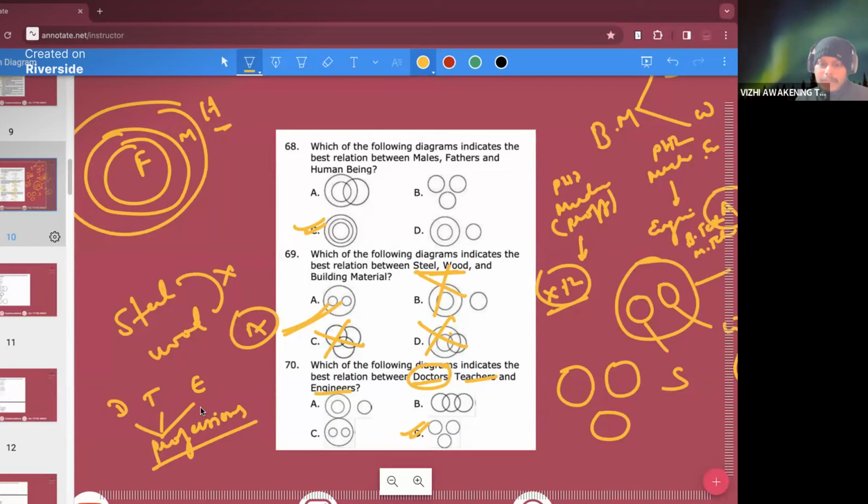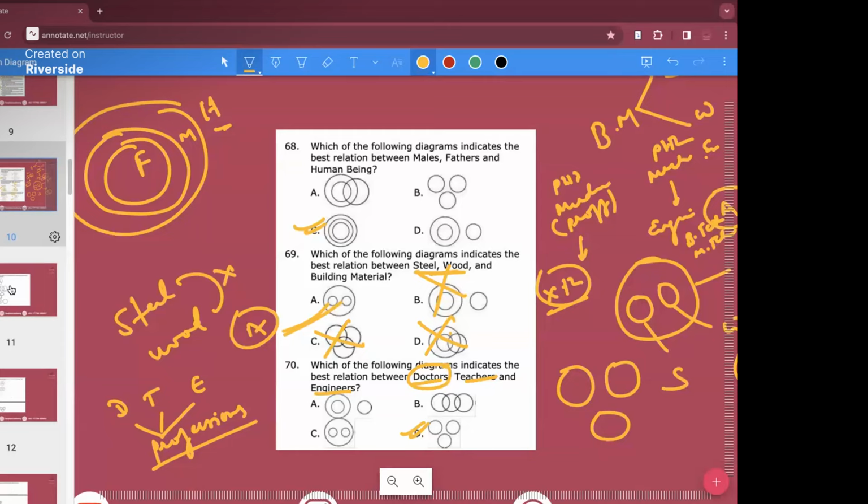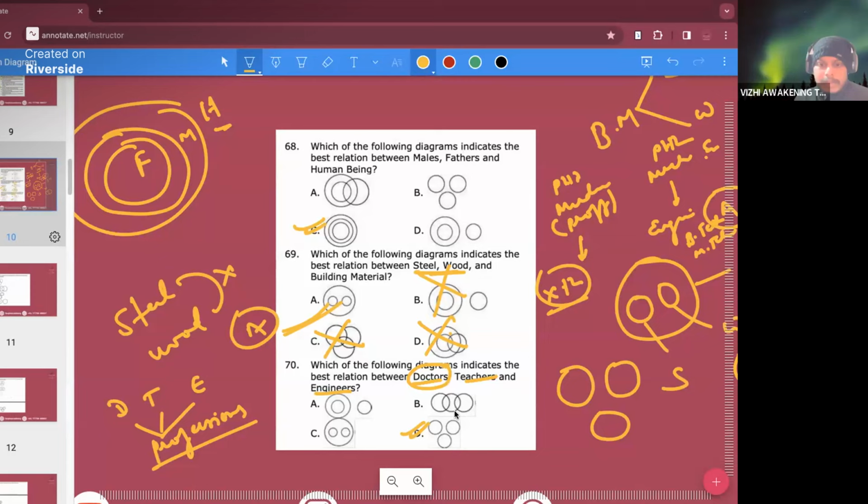Okay, sir. Thank you. But in option B, all the three should be interconnected, sir. But only two and two are interconnected. The first circle and the last one are not interconnected. It doesn't need to be, no. The middle one is teacher, and this one is either doctor or engineer, whichever you want to take. Let's say this one is the doctor and this one is the engineer. Only teacher needs to be connected to both, right?